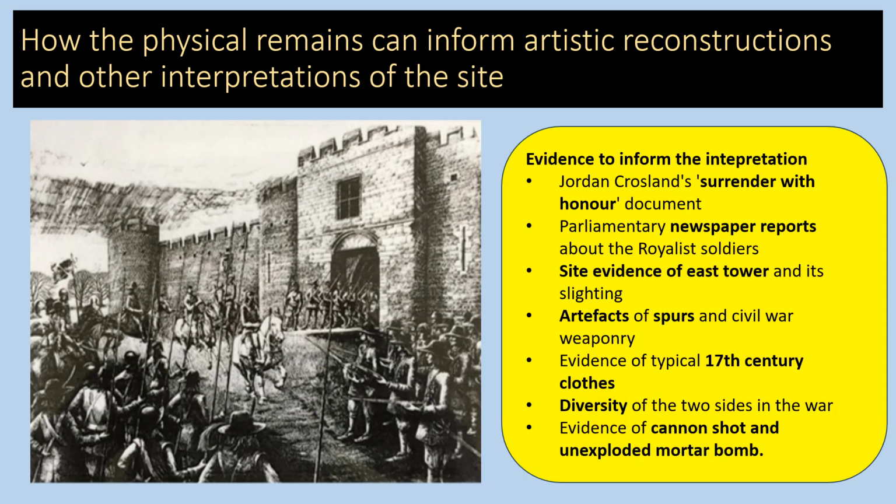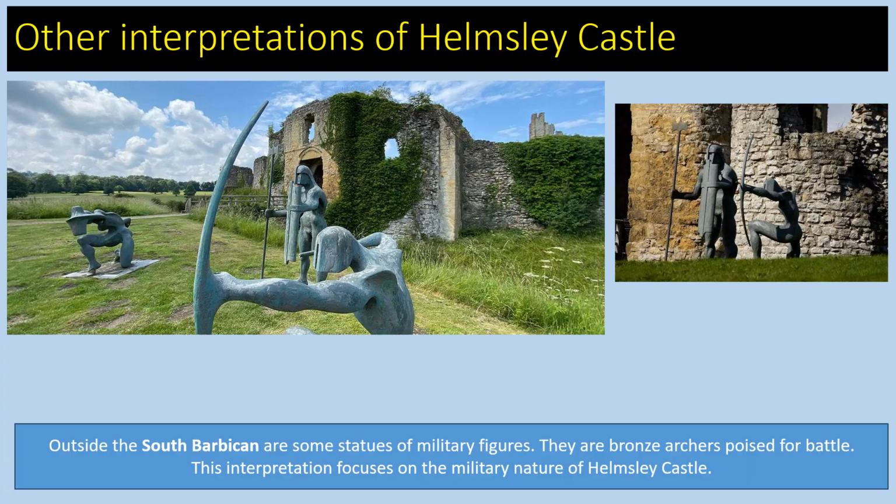In terms of creating an artistic interpretation about the English Civil War and Jordan Crossland's surrender with honour, we've got Jordan Crossland's surrender with honour document, we've got parliamentary newspaper reports, we've got site evidence of the East Tower and its slighting, artefacts of spurs and Civil War weaponry, evidence of typical 17th century clothes, and the diversity of the two sides in the war. Evidence of cannon shot and the unexploded mortar bomb would all help us to recreate an artistic interpretation about Jordan Crossland leaving at the end of the siege of Helmsley Castle in 1644.